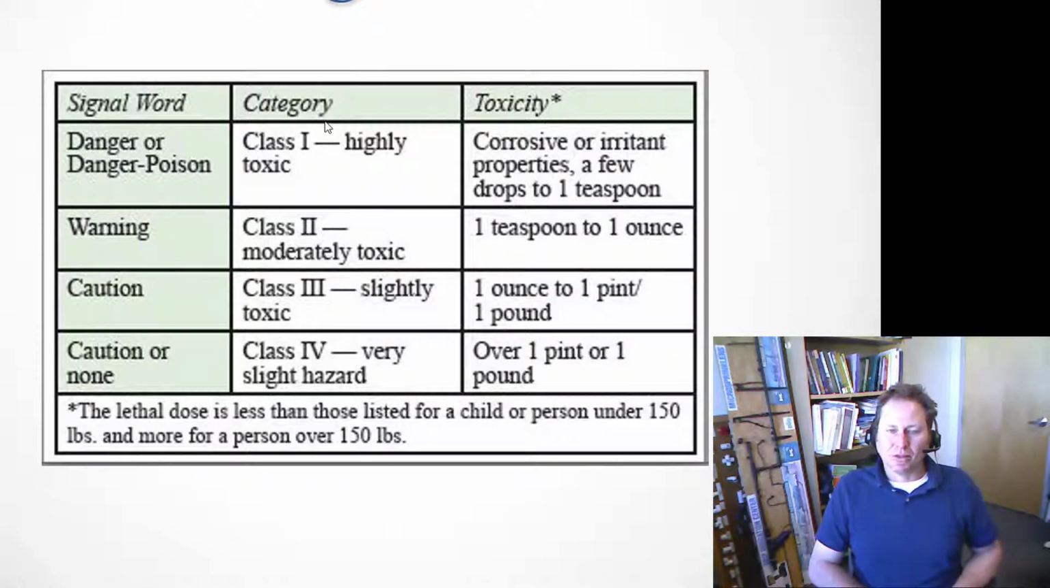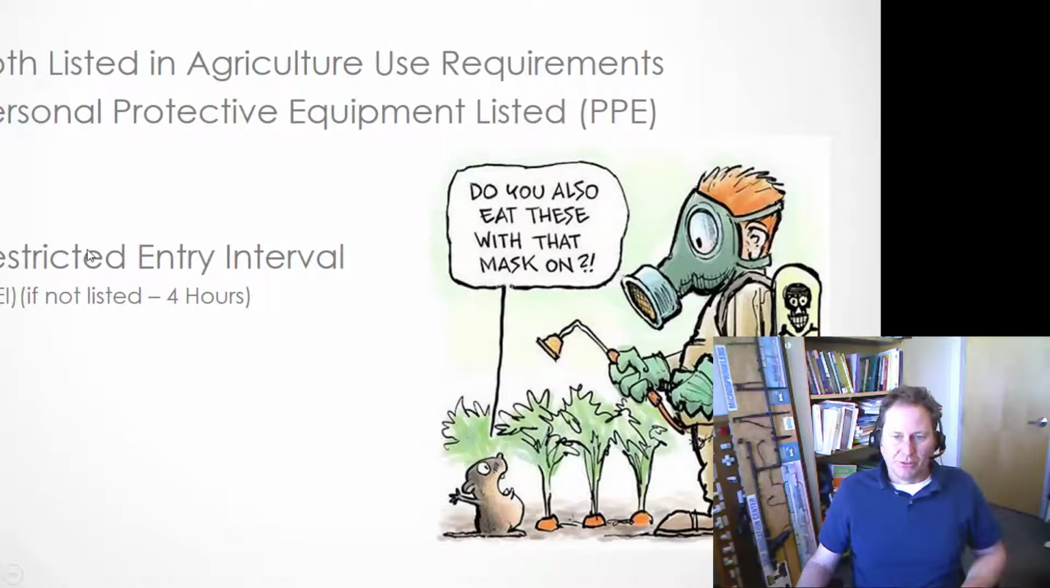Okay, there are signal words as far as how toxic a product is: danger, warning, caution, and caution or none. That's about the lethal dosage that can affect the products that you're using, and how that then is toxic to humans. So know the REI and worker protection standards. Personal protective equipment listed, PPE. Restricted entry interval. If it's not listed, always utilize 4 hours.